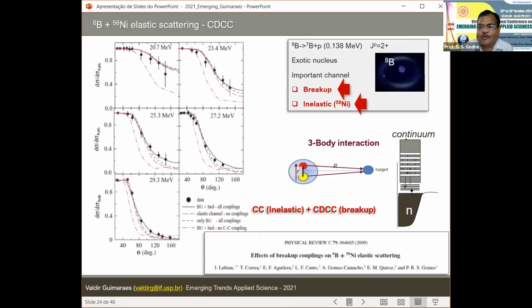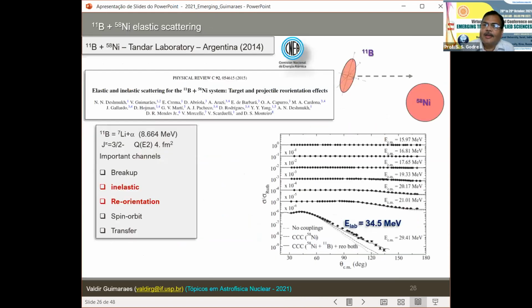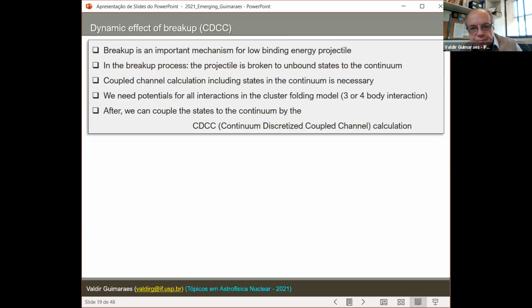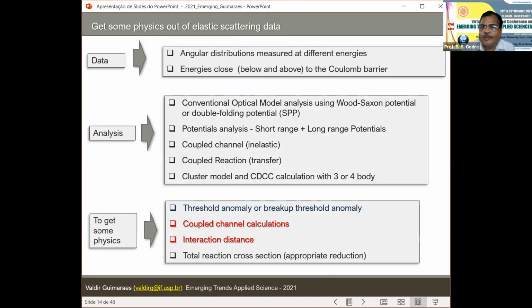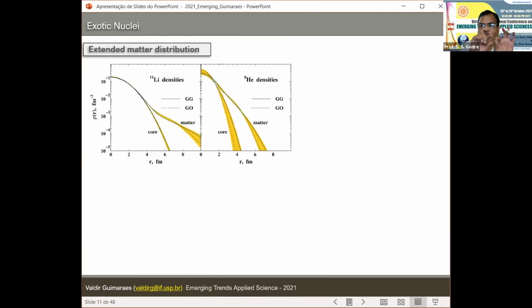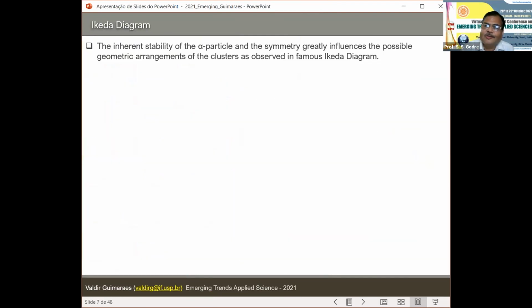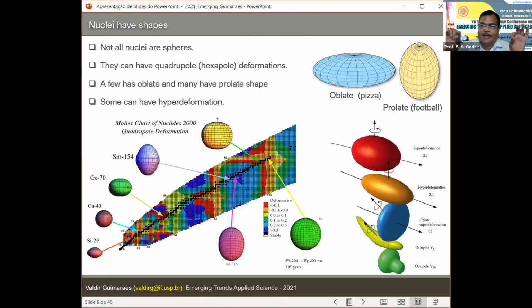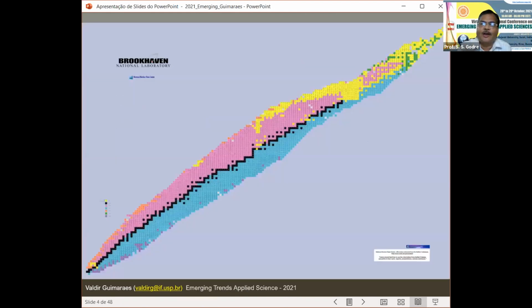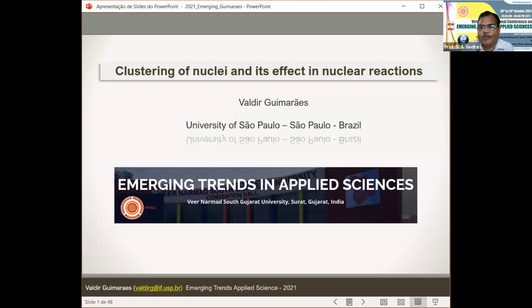3 alpha cluster, carbon 12. A couple of years back, there was a PRL article which said that a linear chain of 3 alpha is also possible. So either they can be in a linear chain or an equilateral triangle. So has that been resolved experimentally?